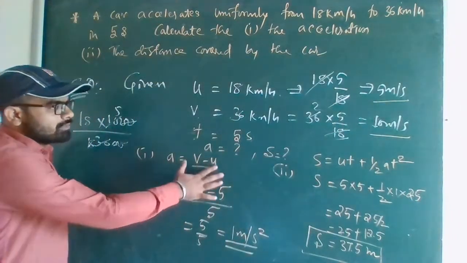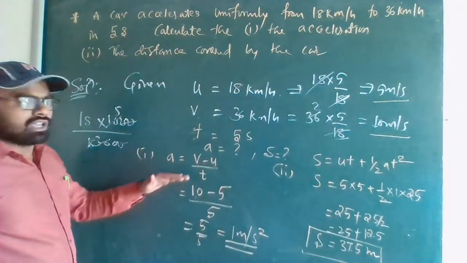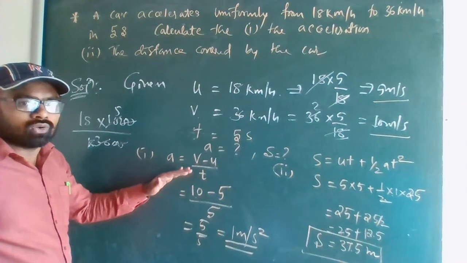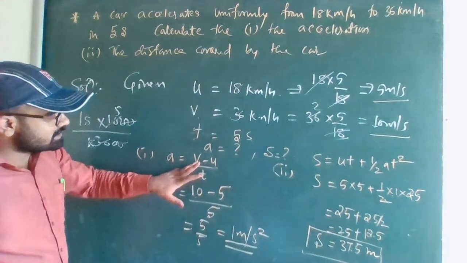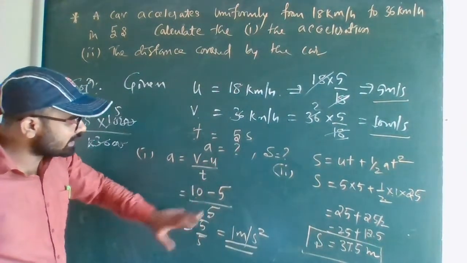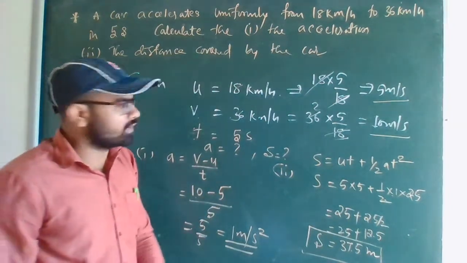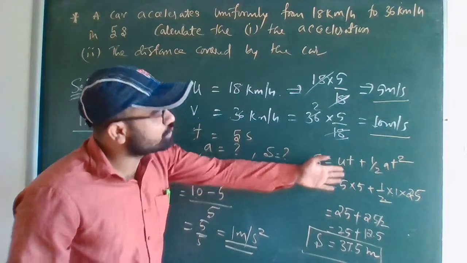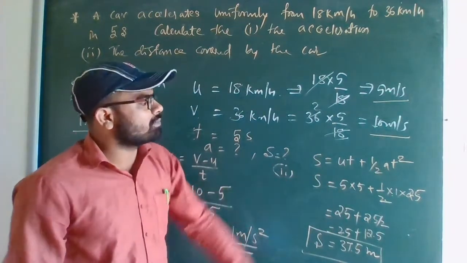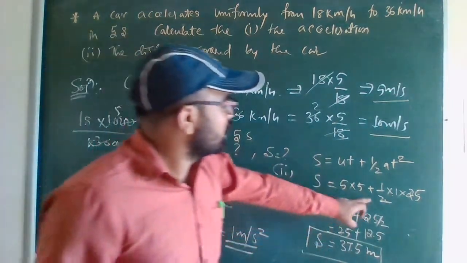So A is equal to V minus U by T. That is the acceleration formula. Okay. So V is what? 10. U is 5. 10 minus 5 by 5. That is 5 by 5, 1 meter per second square. Same thing here. Ut plus half at square. 5 into 5 plus half at square.